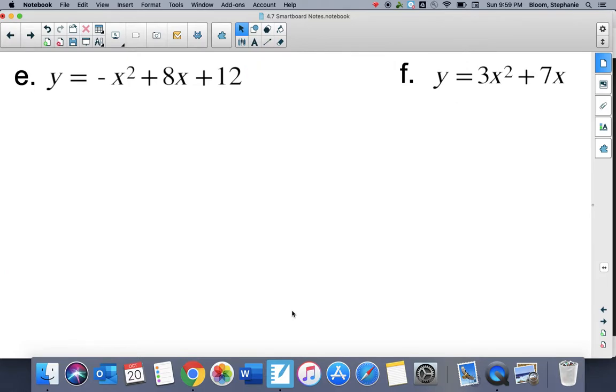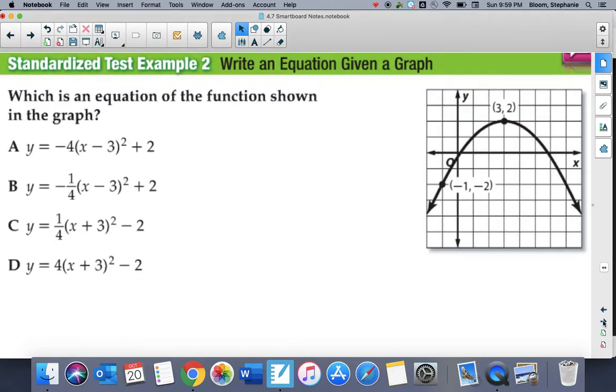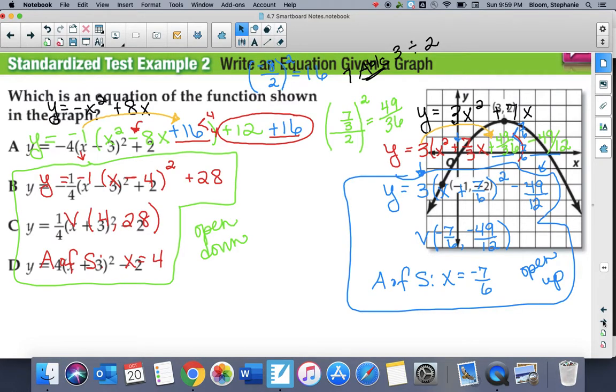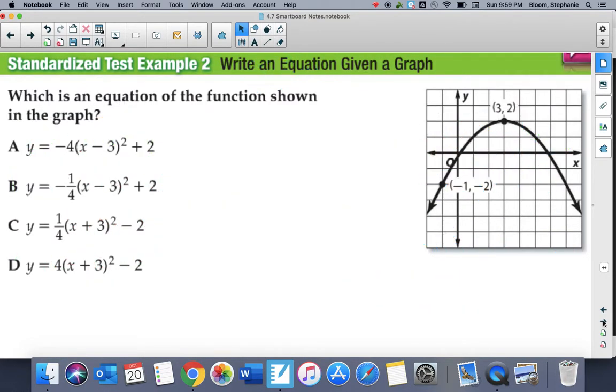All right, let's turn the page. And this time, I'm asking you, looking at a graph, can you tell me what the equation of the function would be? And I know this is multiple choice, but I'm going to show you how you could actually do this. So the key here is they've given us the vertex. They've also given us another point on the parabola.